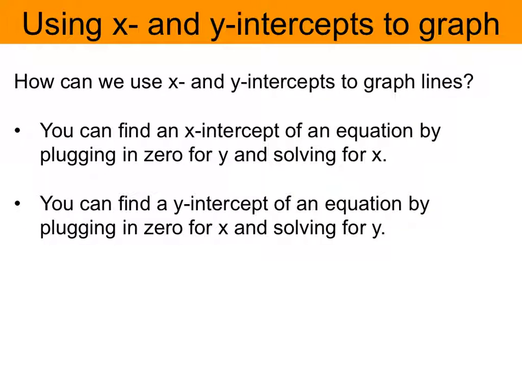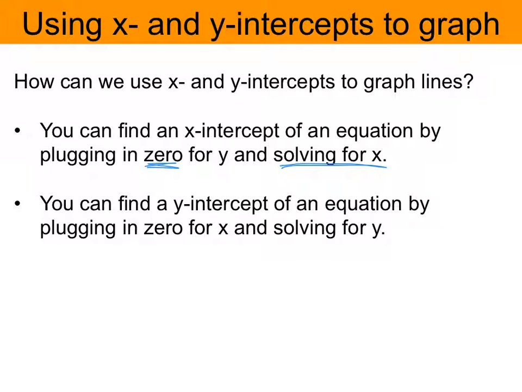Okay, so how can we use the x and y-intercepts to graph lines? Based off of what we just discovered, you can find an x-intercept of an equation by plugging in 0 for y and then solving for x. Since every x-intercept we saw from our graphs had a y value of 0, that means even as equations, when we want to find an x-intercept, y is 0.